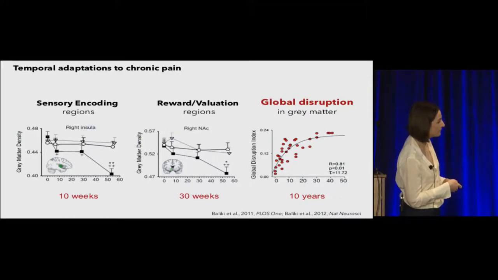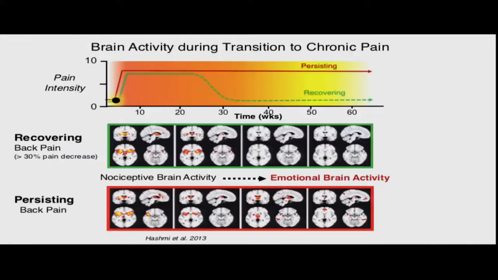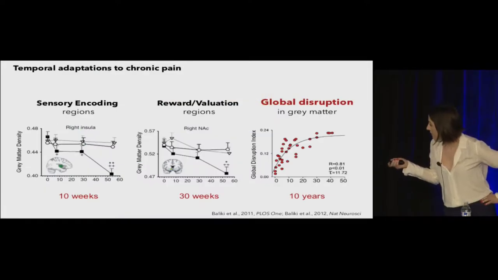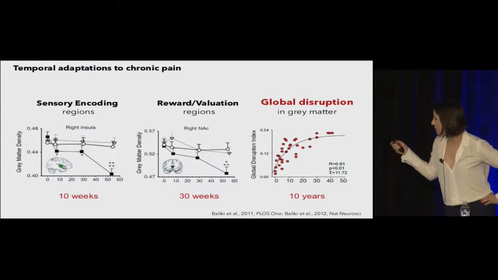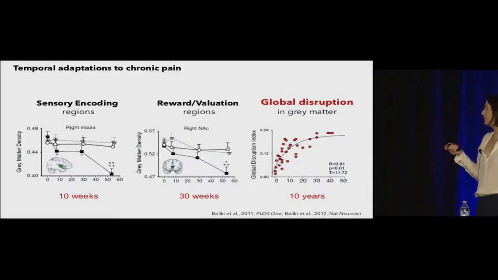Essentially, by about 10 weeks or so, people who are going to continue to have pain for a year start to lose neurons or dendrites, those processes we were looking at, in their insula. They also, a little bit of a lag behind it, start to lose those same structural components in the nucleus accumbens, which is more reward related. Over time, this has a cumulative effect that may essentially reorganize the entire structure of the brain.